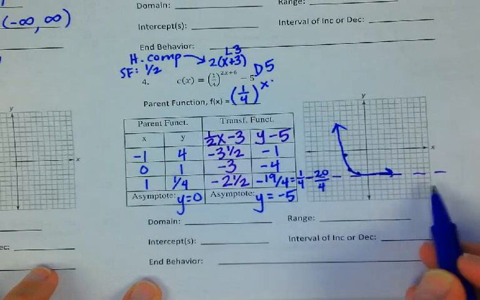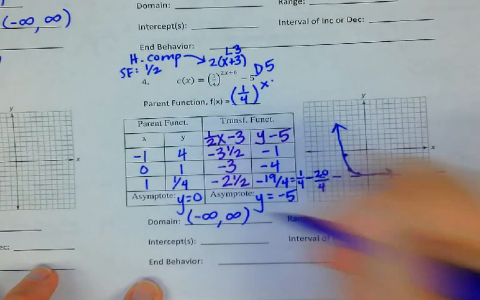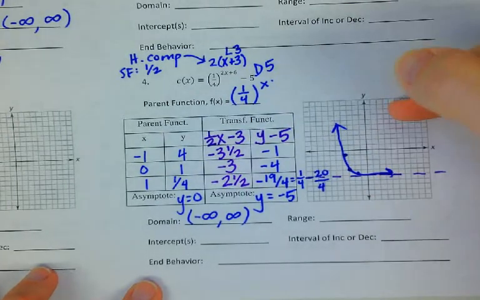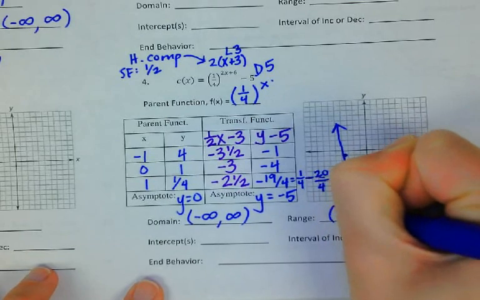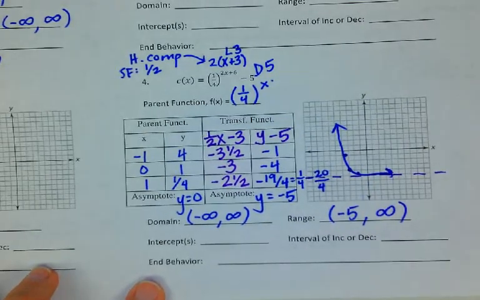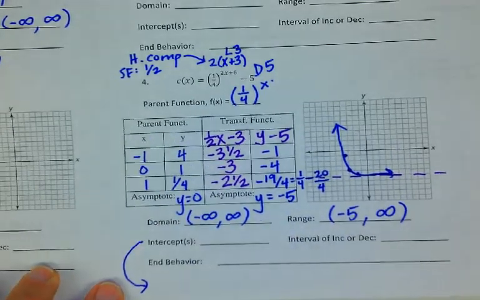So like we said before, our domain is going to stay negative infinity to infinity. Our range, I can see this graph is above its horizontal asymptote. So its y's are above negative 5 and continue to infinity. Its intercept is not in the table. Interesting. So let's go do this.